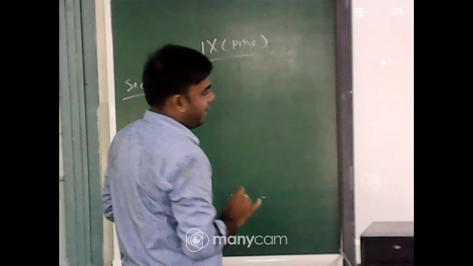A line which intersects the circle in two distinct points. Secant, a line which intersects the circle in distinct points. Sir, your video is paused. Wait.